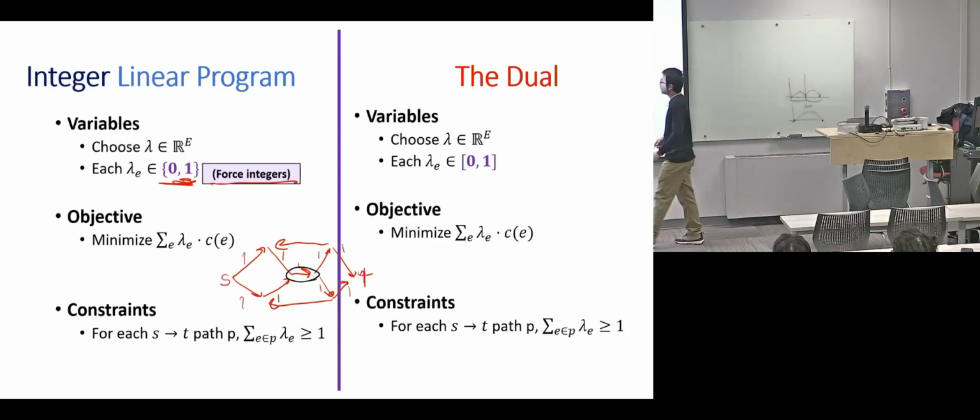Because once you choose this edge, every path from S to T must go through this edge. So this is true, and you can just choose one edge. So it's the best thing. If you don't choose any edge, this will not be true. So this is the best solution.